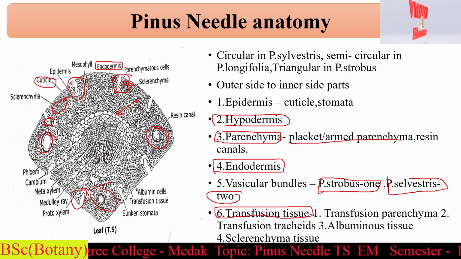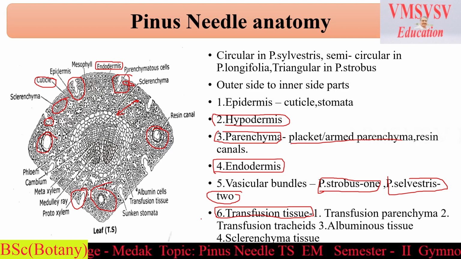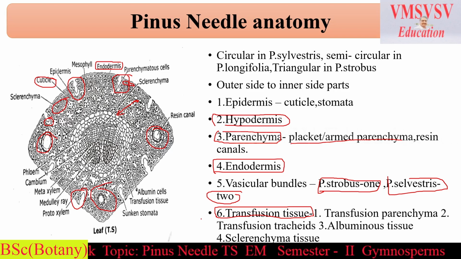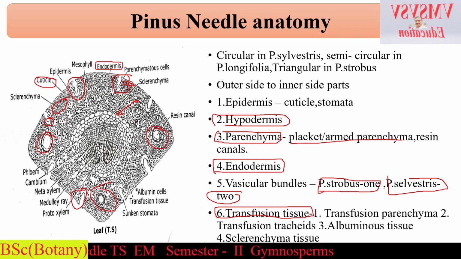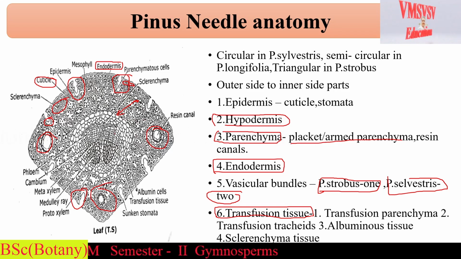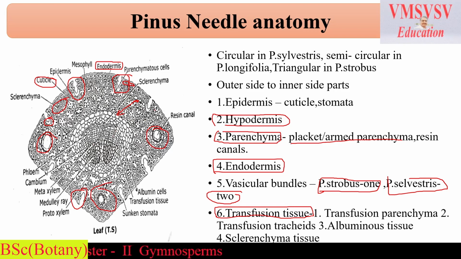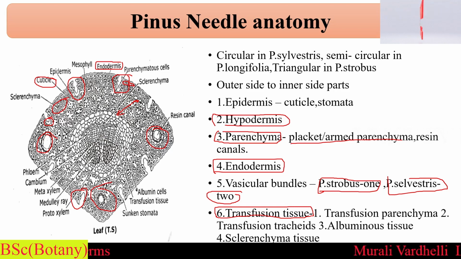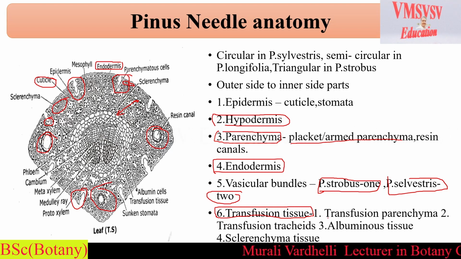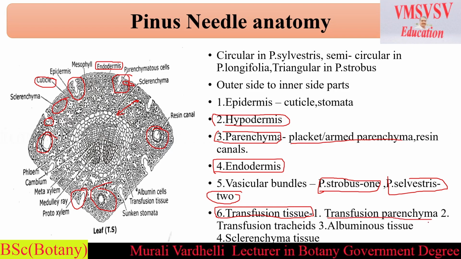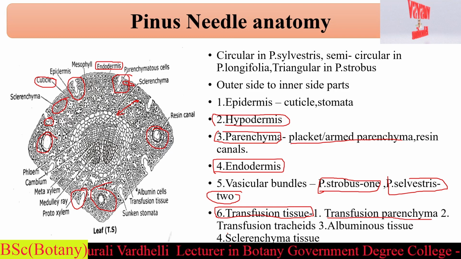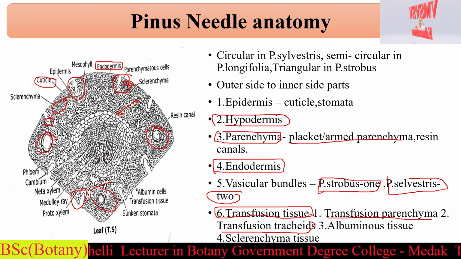Transfusion tissue is useful to transport food materials from the vascular bundle to the lateral part, that is, to the mesophyll side. That tissue is called transfusion tissue. This transfusion tissue is again divided into four types of tissues. One is transfusion parenchyma, second one is transfusion tracheids.